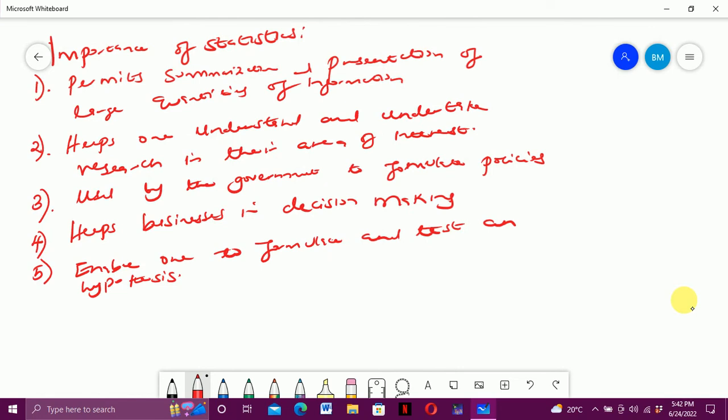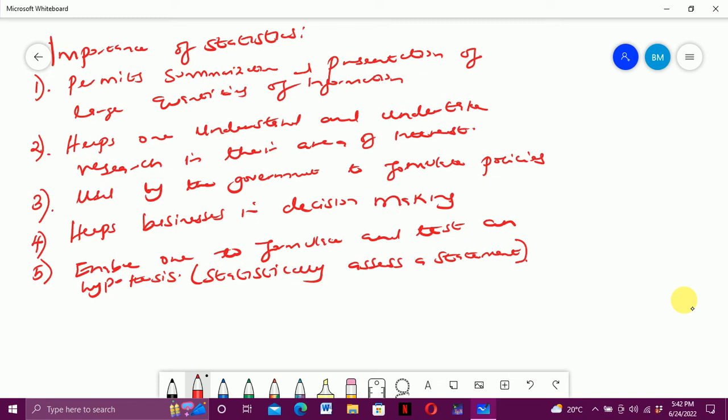Now, testing a hypothesis is what we call statistically assessing a statement. So we are going to see what that involves.